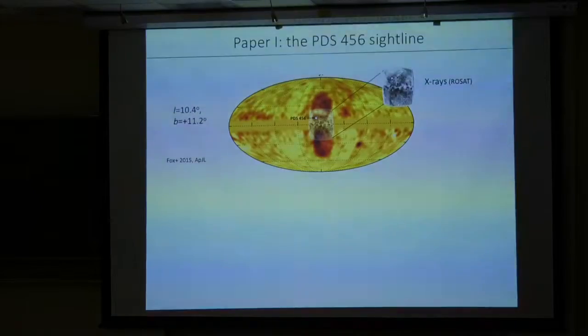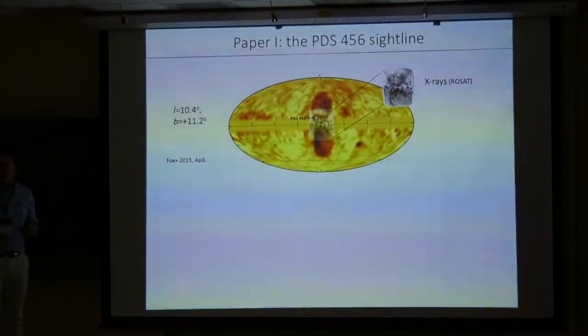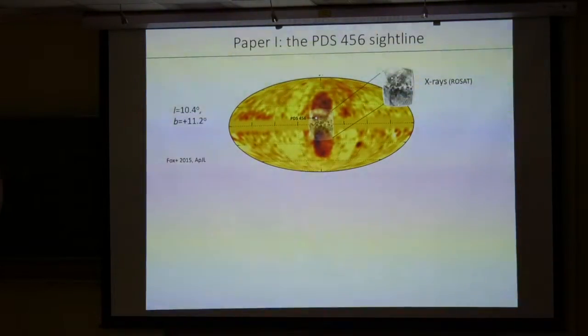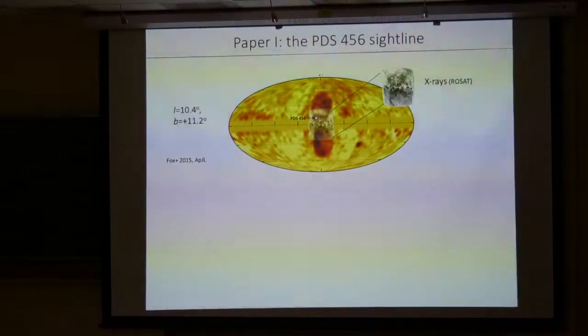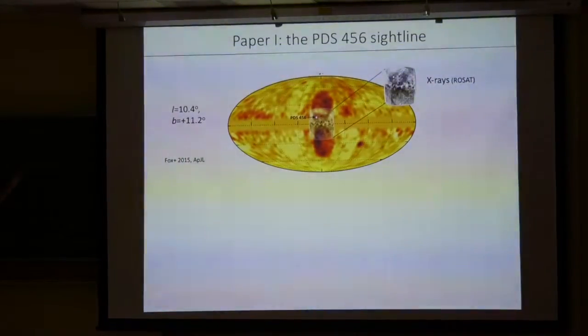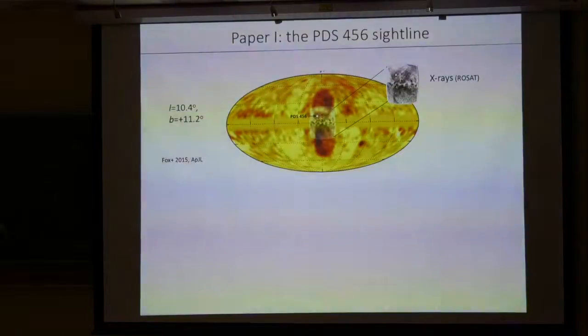So the first sight line we looked at was this quasar PDS 456. This is a quasar in a very nice location close to the galactic center. It's at a latitude of only plus 11 degrees. It's very hard to find UV bright quasars there, but this is in a low extinction window where we can see a nice bright UV flux.